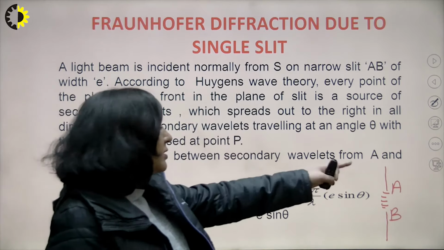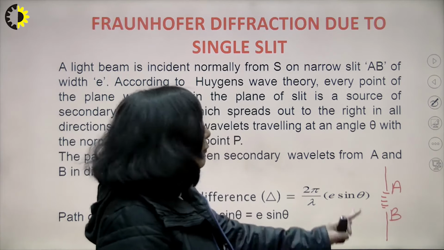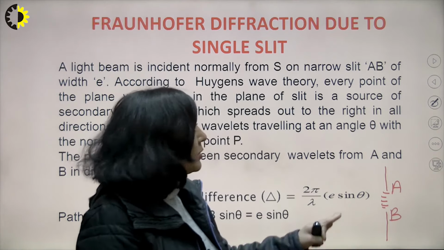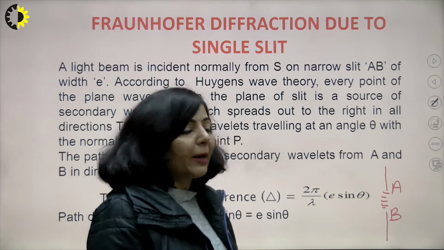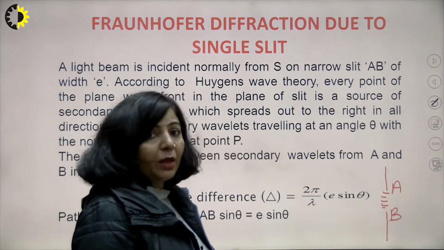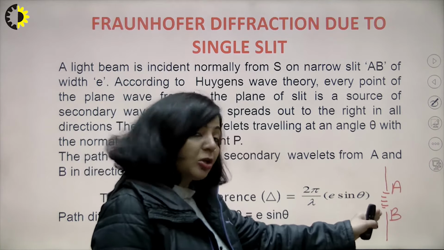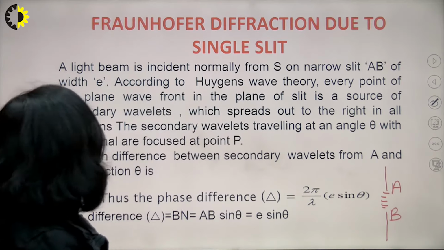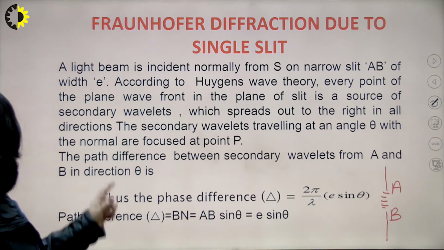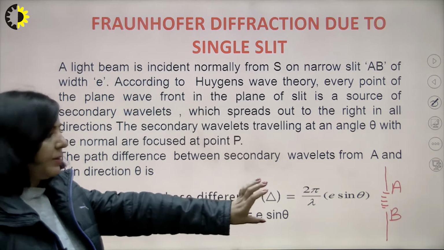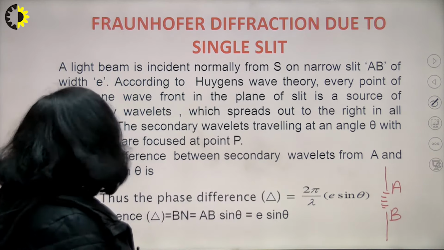This means when light is incident over the slit AB, diffraction of light will take place from every part of the slit AB. And if there are n equal parts, then diffraction of light will take place from n parts of this slit AB. So a light beam is incident normally from S on narrow slit AB of width e. So the slit width AB is small e.